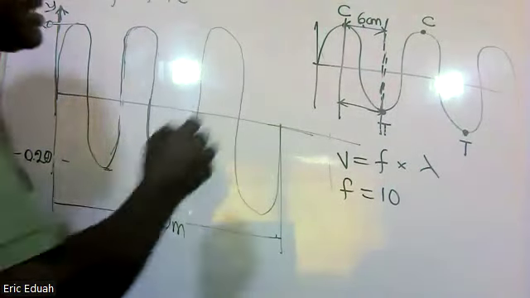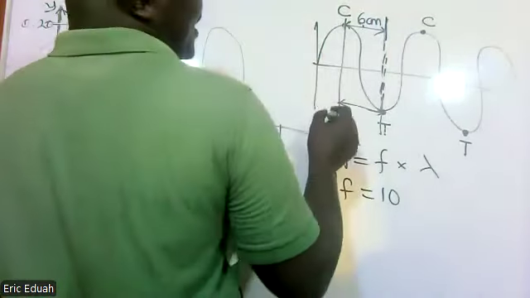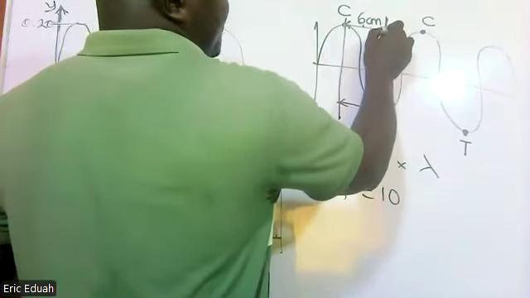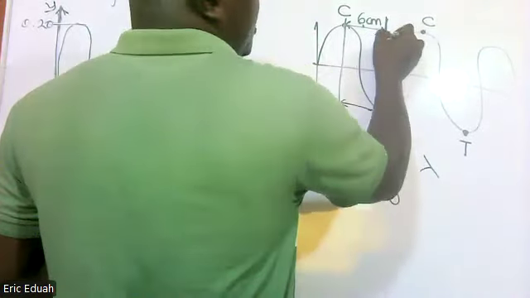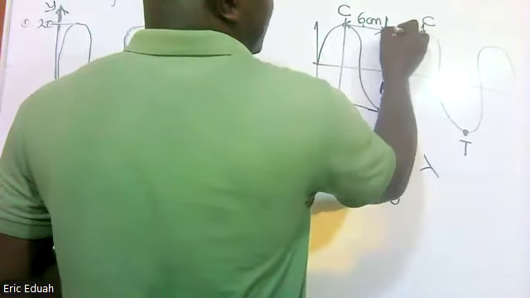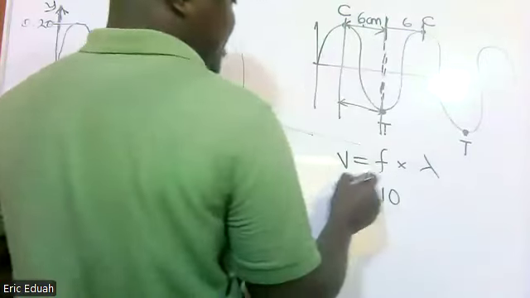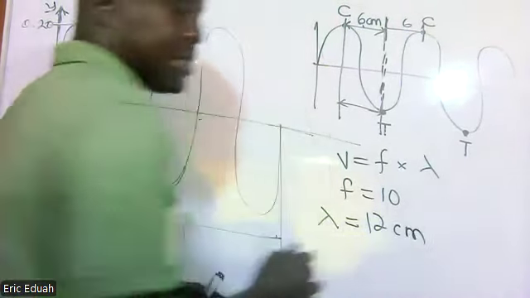The distance between successive crests or troughs. So if the distance between a crest and its adjacent trough is 6, then from a trough to another crest would also be 6. So the wavelength, lambda, will be equal to 12 centimeters.